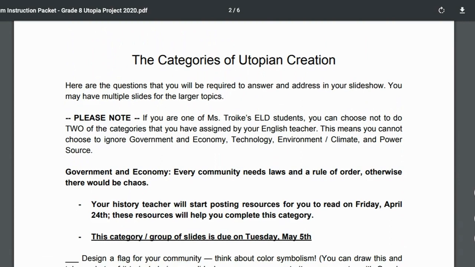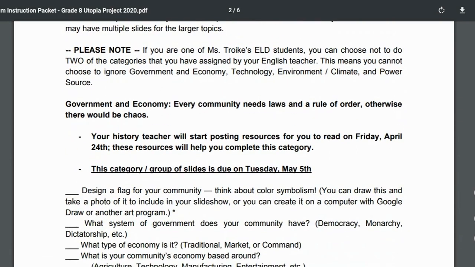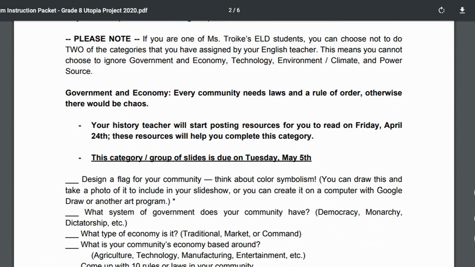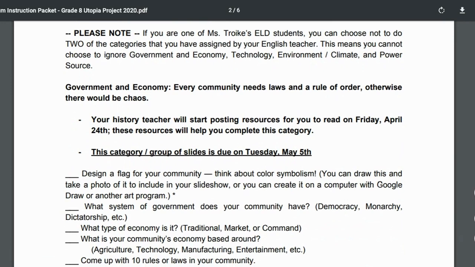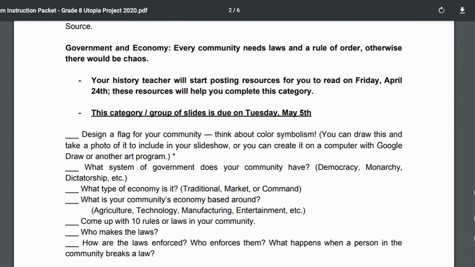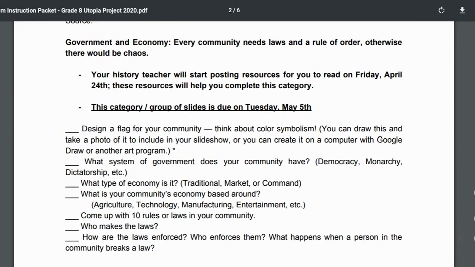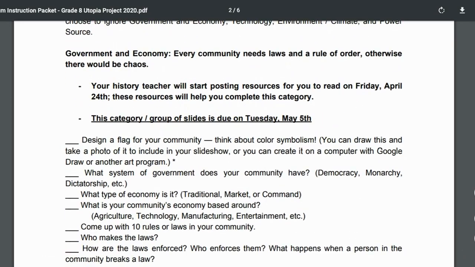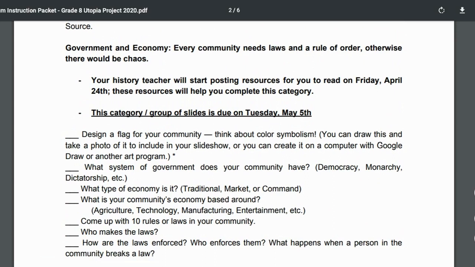video. So the first category is government and economy, which is where you are going to be thinking about how your community is run. What are the laws? What are the rules that define your society? What is your flag for your society? Who makes the laws? Do you have a democracy, monarchy, or dictatorship? These are some of the questions you're going to need to answer.